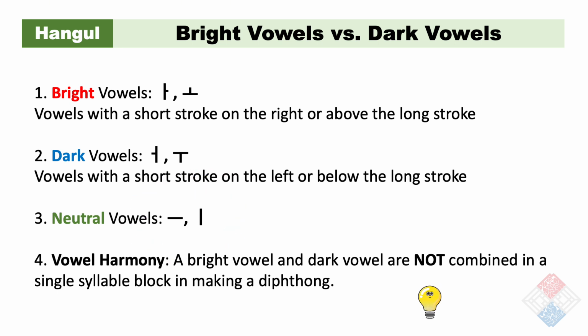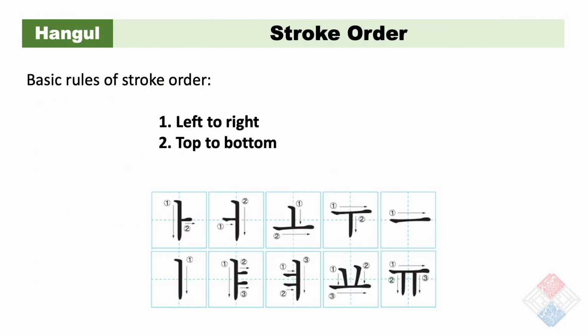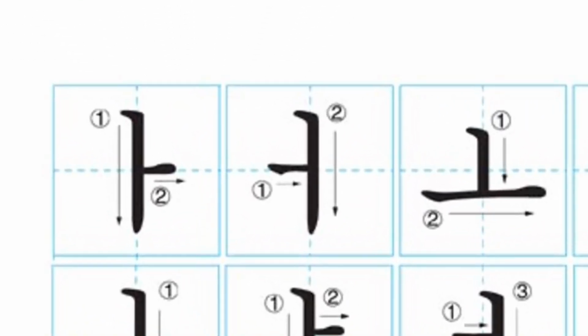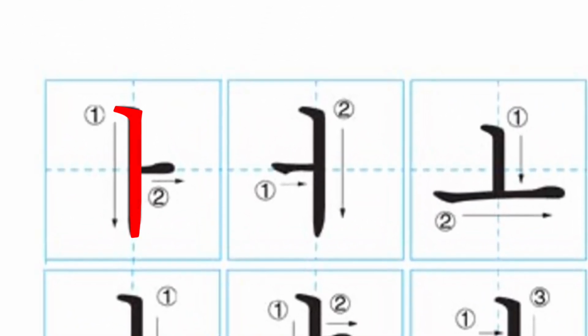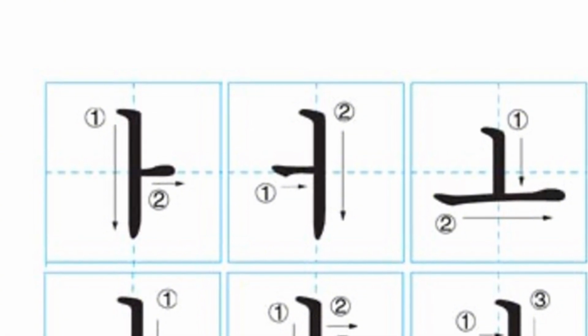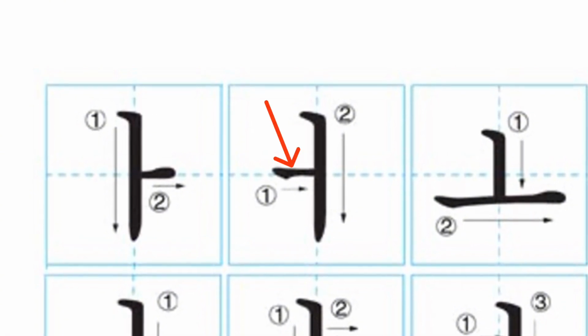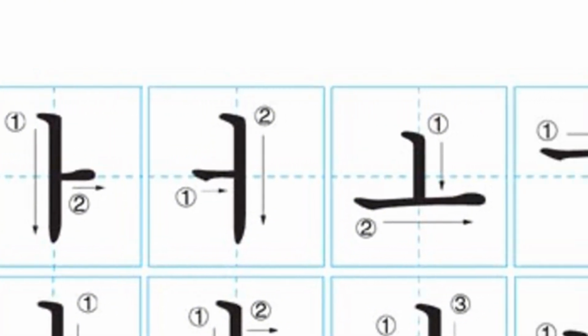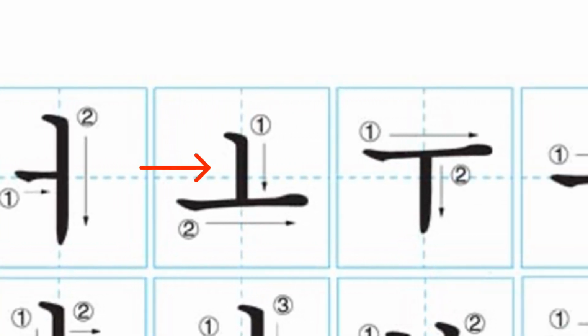A bright vowel and a dark vowel are not combined in a single syllable block in making a diphthong. The basic rules for stroke order in writing Hangul are first left to right and second top to bottom. For a, write the long vertical stroke first, then add the short stroke. For o, make the short stroke first since it's on the left. For o, the short stroke comes first since it's on top, and for u, the long stroke comes first.